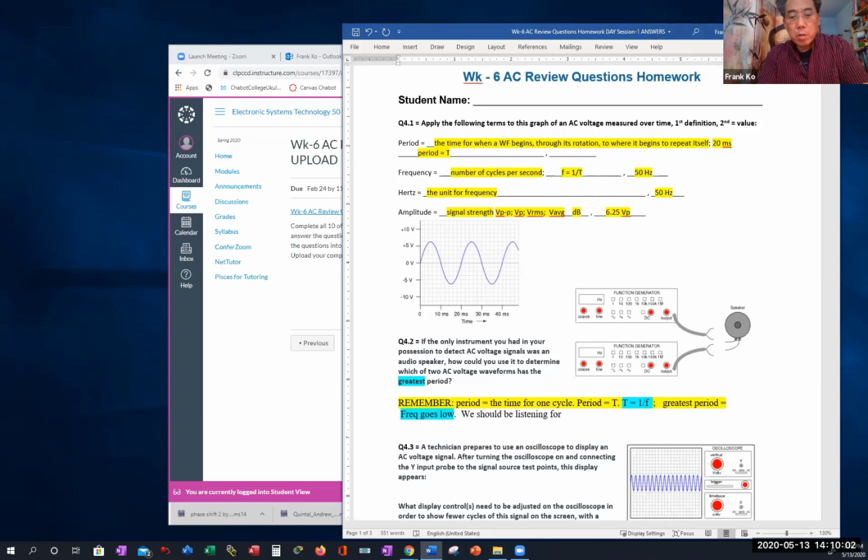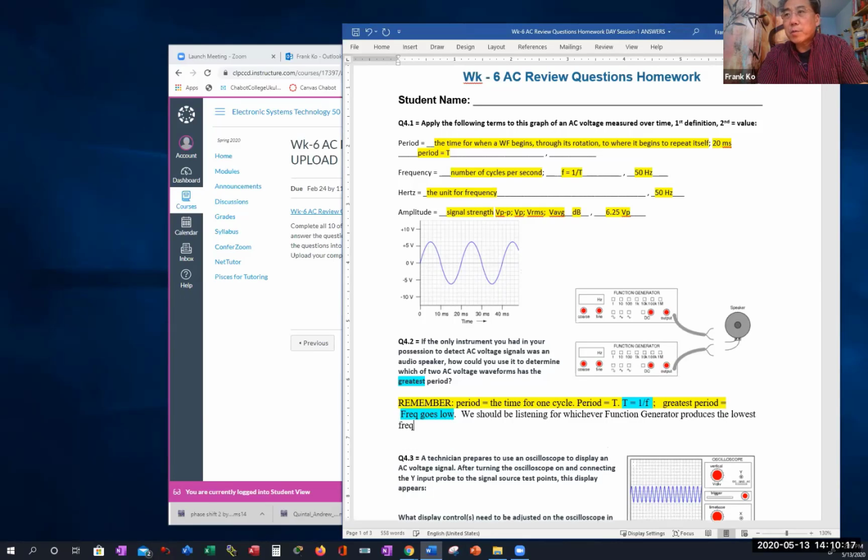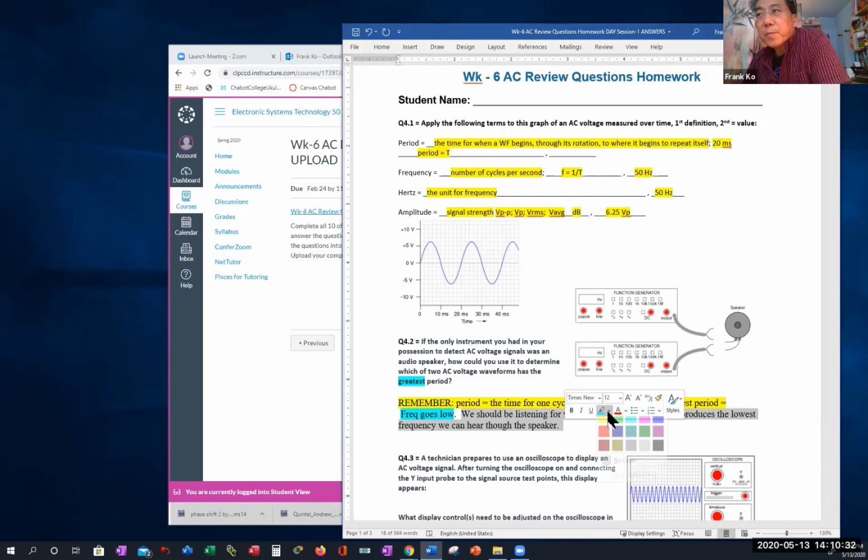We should be listening for whichever function generator produces the lowest frequency we can hear through the speaker. Is everybody following what's going on with this? That would be how you would respond to this question.